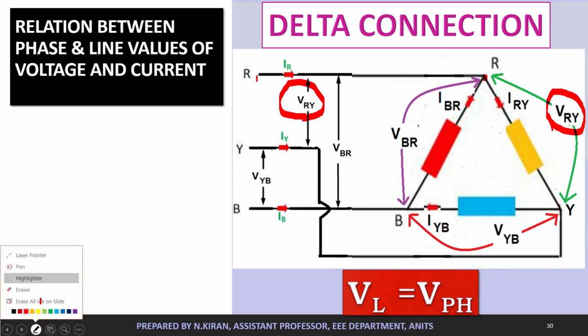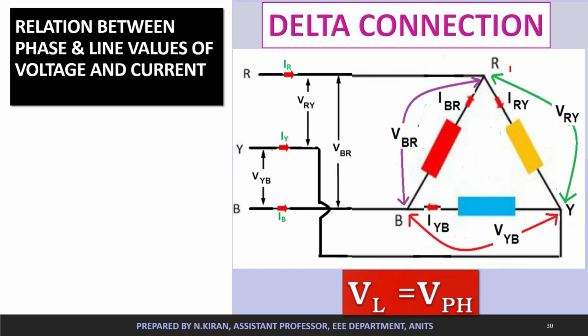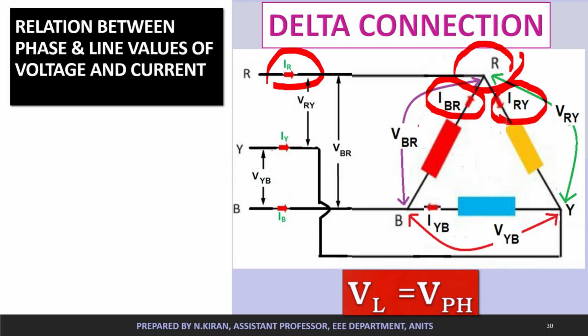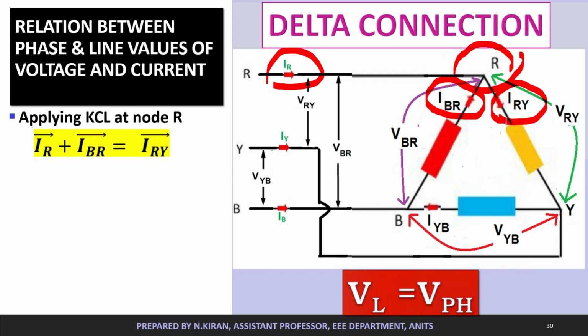From the circuit diagram, if I apply KCL at this node, the sum of entering currents, which is IR and IBR, is equal to the leaving current, which is IRY. So on application of KCL at node R, IR plus IBR will give me IRY. So from this, IR is equal to IRY minus IBR.